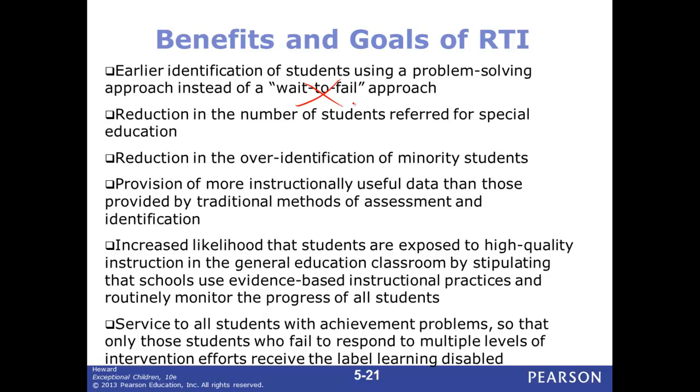Then a reduction in the number of students referred. And remember, we talked about that. You're always after that: how to reduce the number referred, and reduce over-identification. This is a reason, I think, that the number of learning disabilities is going down a little bit too, because of this model. Provision of more instructionally useful data than most. Useful data from this, specifically from that DIBELS.